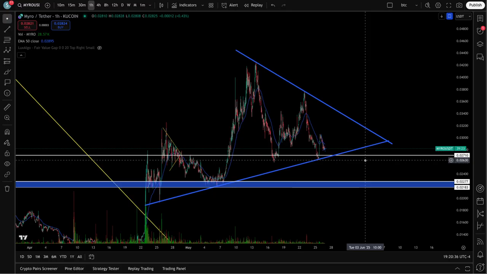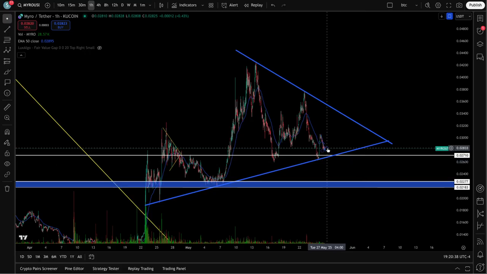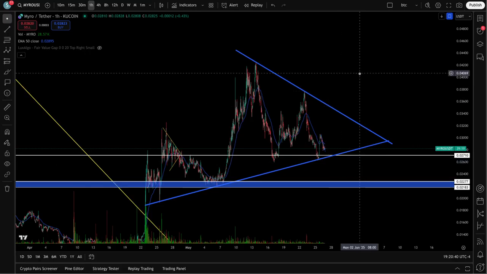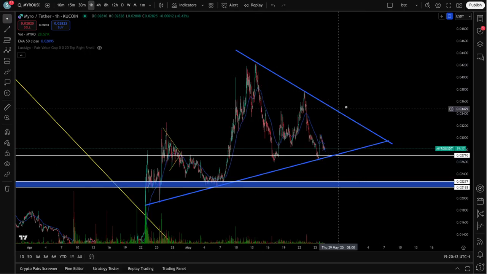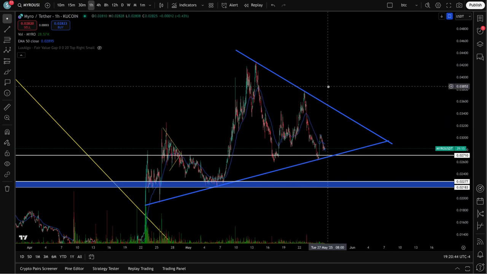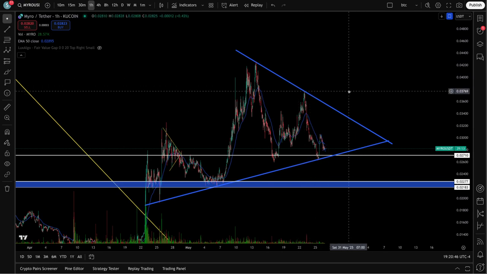But definitely don't want to see 0.0263 taken out, unless it's a wick down and it goes back up in here. All right, but looking for a push up from Myro. All the RSIs are heading that way.